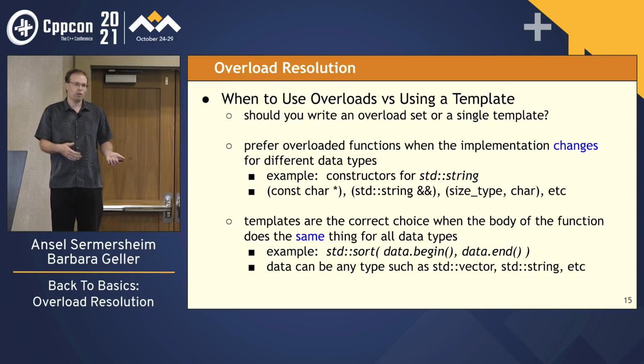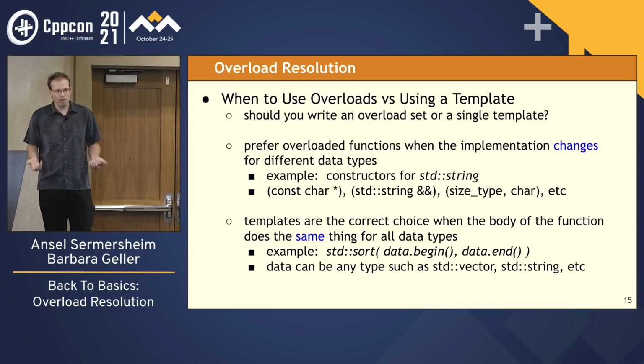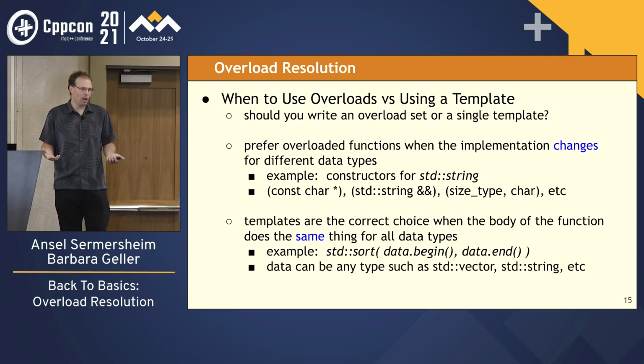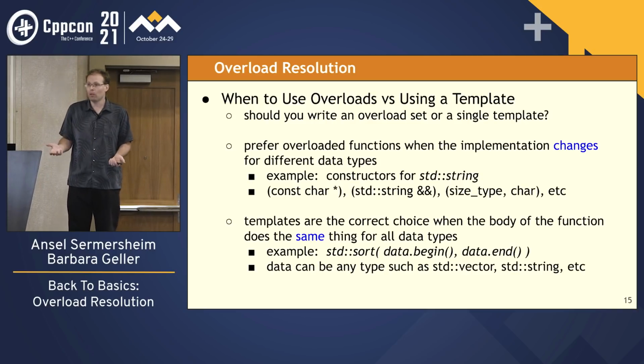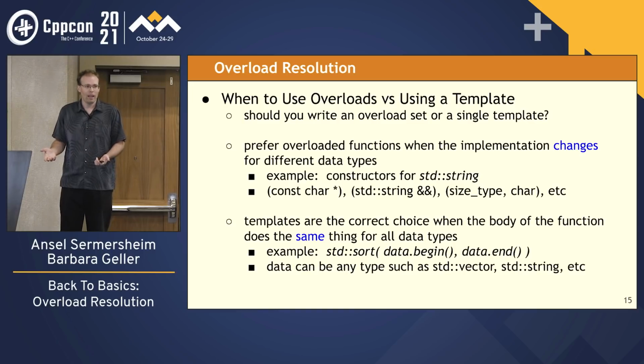Templates are a better choice when the body of the function does the same thing, no matter what data type you're operating on. As an example, consider std::sort. It takes a begin and an end iterator, and it does the same thing. It sorts the data regardless of the type of container or the type of element that you're passing to it. So this is the stereotypical example for when you would want to use a template, when the behavior and the implementation works for all T.